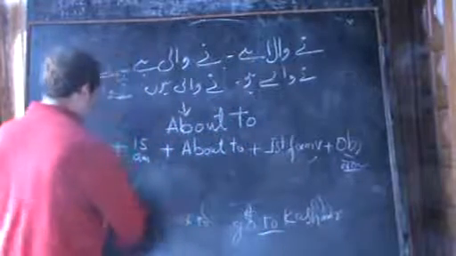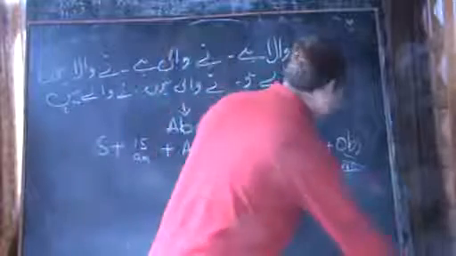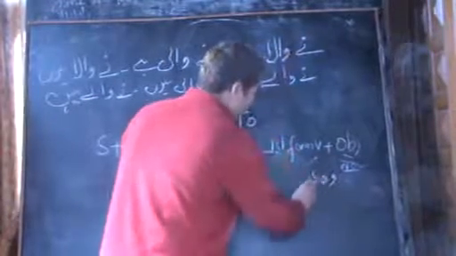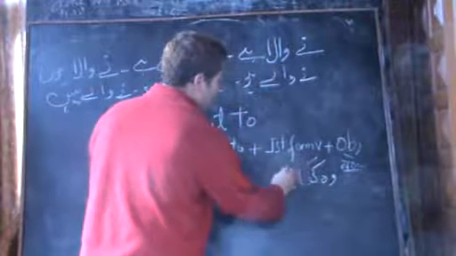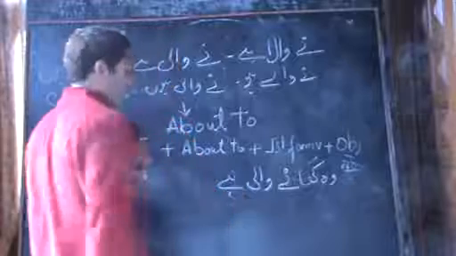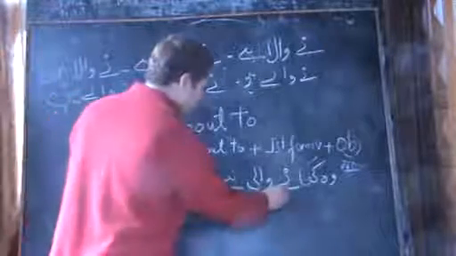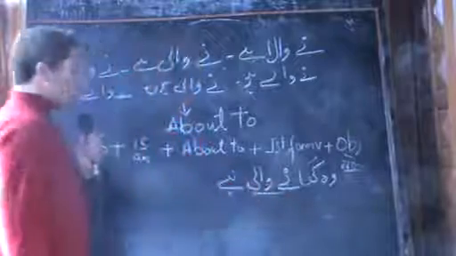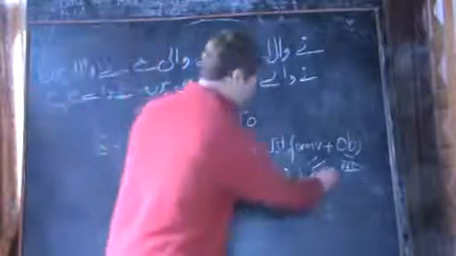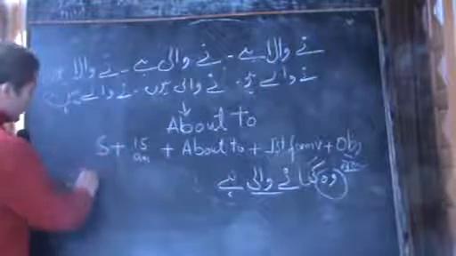Now we'll do another example for feminine. So I'll write here "wo khane wali hai." So this is the singular here, and "ne wali" is here, so it speaks about the feminine singular, and "wo" speaks about the third person. So third person is she, so this is the subject.